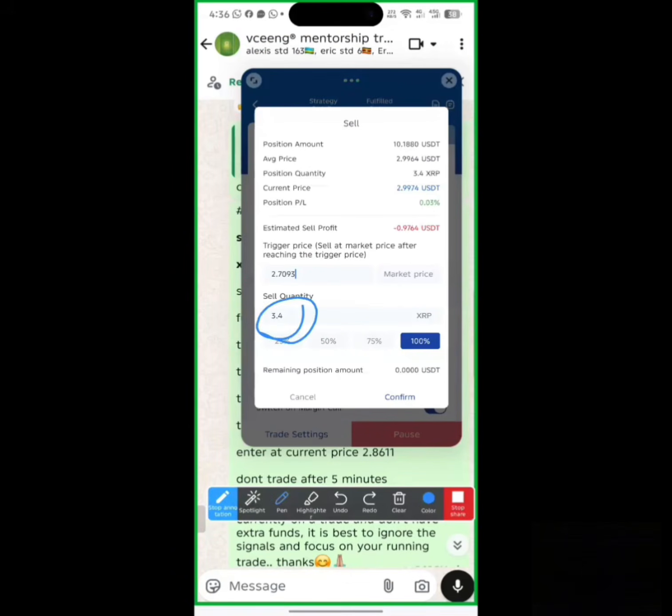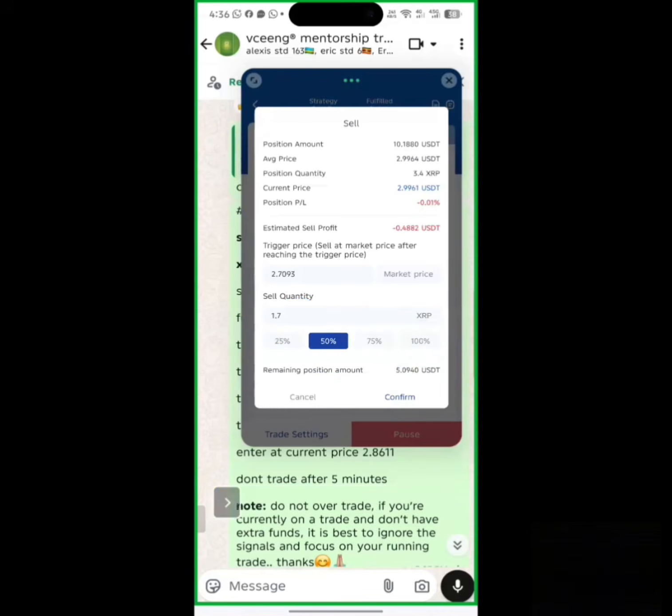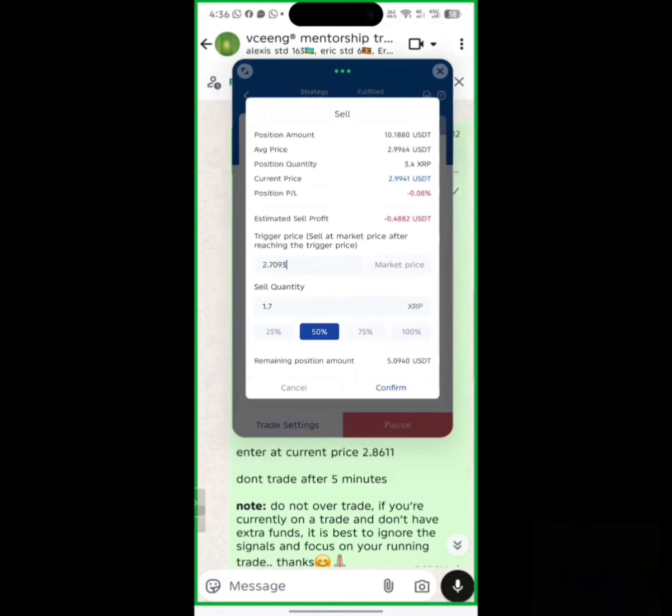You know, we bought 3.4 pieces of XRP. So that's the total 100%. If I put it on 50%, you see it will slash this 3.4 into 2. Sometimes we might tell you to close 50% of your position. Maybe the coin is going in loss, you are going to stop loss, and I say close 50% of your position to save 25% of your stop loss amount. This is what you do.